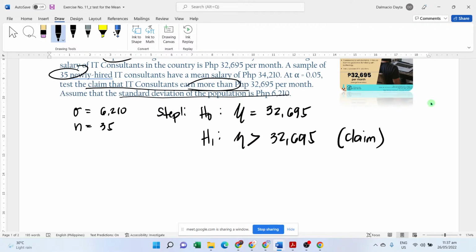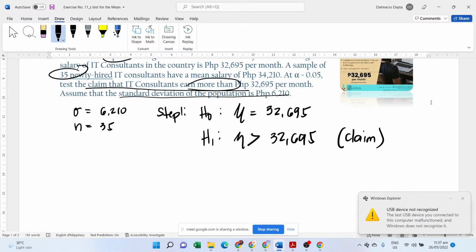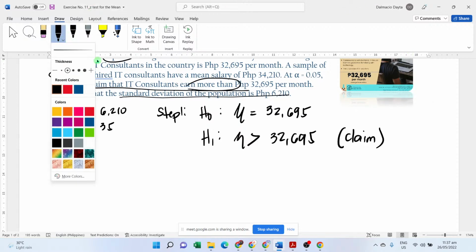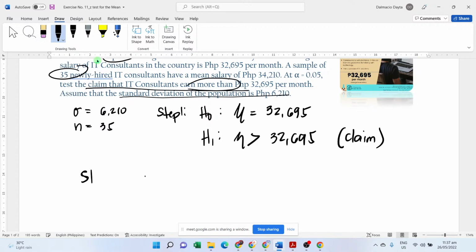Okay, step 2 is to find or identify the Z critical value. The Z critical value. Wait lang, nawala yung aking pen. Yan. So, step 2 is to find the Z critical value.